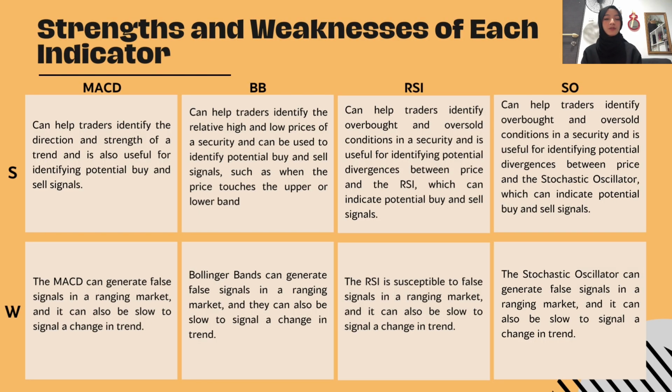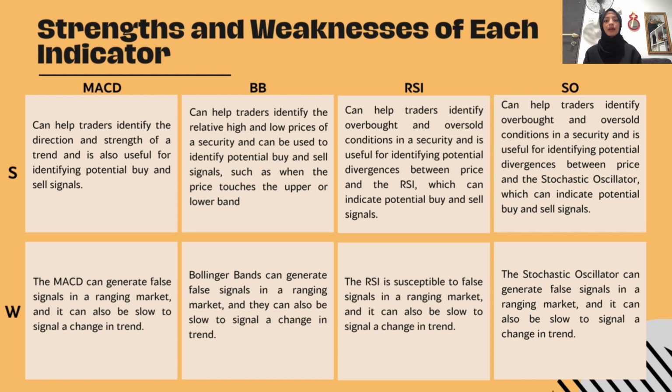The strengths and weaknesses of each indicator are shown here, such as the MACD. The strength is that it can help traders identify the direction and strength of a trend and is also useful for identifying potential buy and sell signals. However, the weakness is that MACD can generate false signals in a ranging market, and it can also be slow to signal a change in trend.